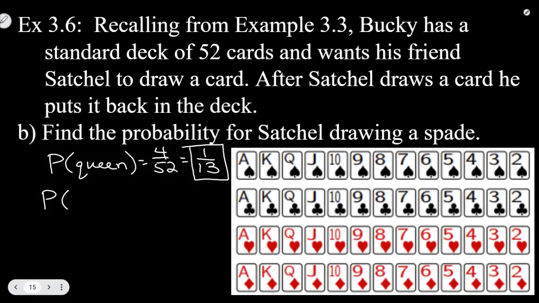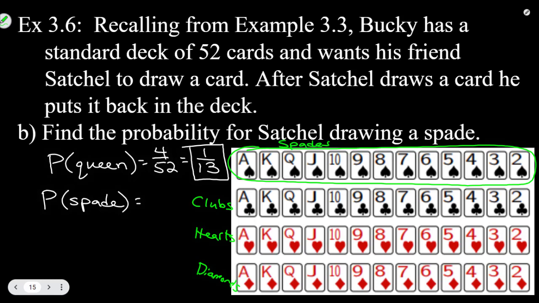But for part B, the probability of drawing a spade. If you're not familiar with cards, these up here at the top are spades. We have spades, which look like little pointy things. These are clubs. These are hearts. And these are diamonds. But this top one, these are the spades. So if you look at that group, we have 13 total spades out of a total of still 52 cards. If we reduce that, we get 1 over 4. So 1 over 4 is our probability of selecting a spade from our deck of cards.